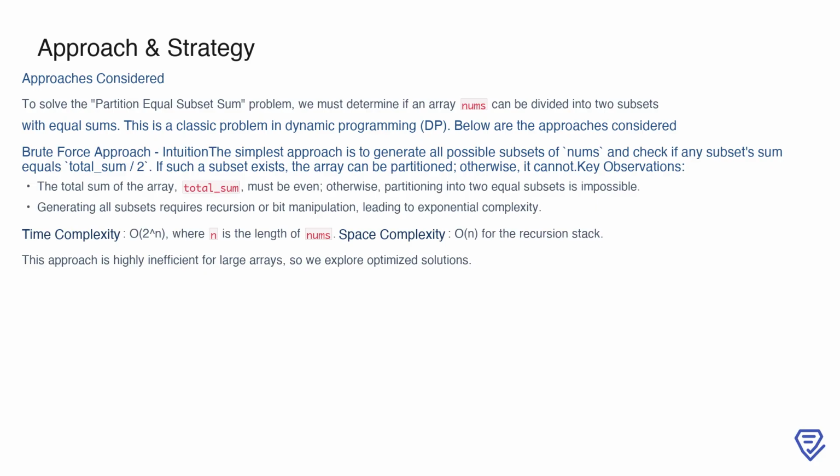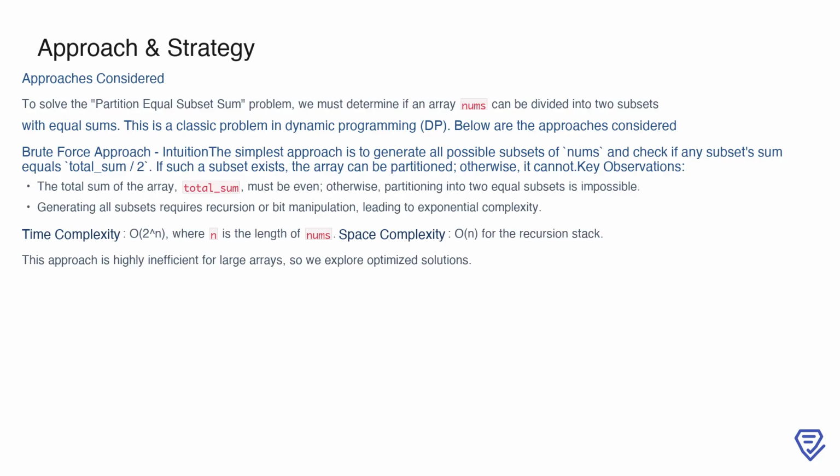However, there are some key observations to make. First, the total sum of the array must be even. If it's odd, it's impossible to split the array into two equal parts. Second, the process of generating all subsets is highly inefficient because it involves recursion or bit manipulation, which leads to exponential time complexity, specifically O(2^n), where n is the size of the array. Additionally, this approach requires O(n) space for the recursion stack. Clearly, while this method works for small inputs, it's impractical for larger arrays, which is why we need to explore more efficient strategies.